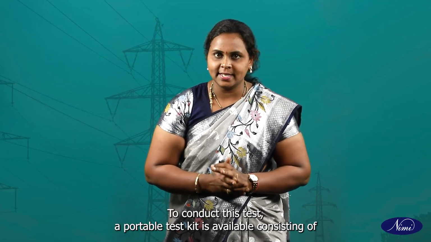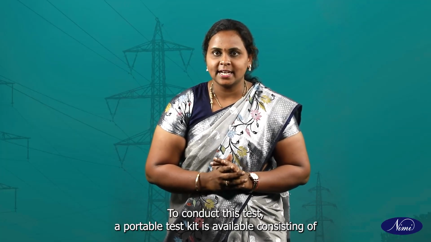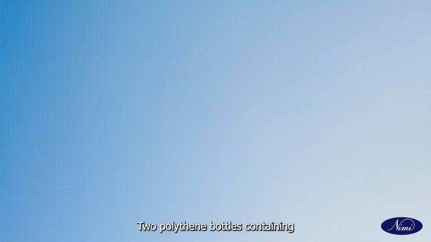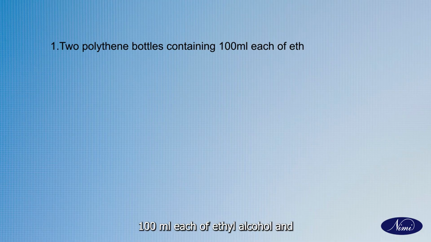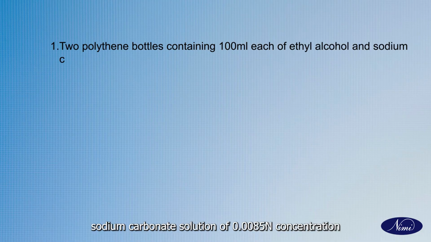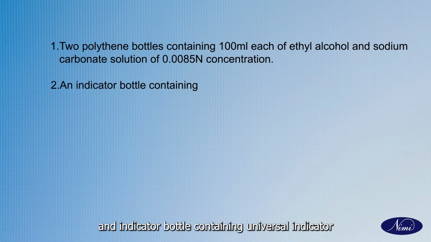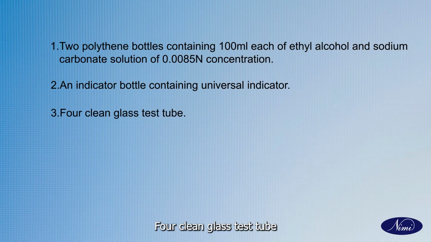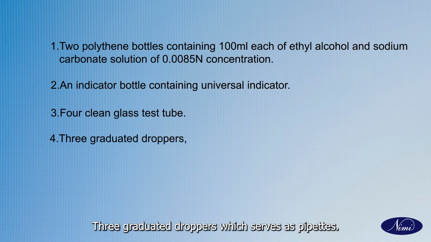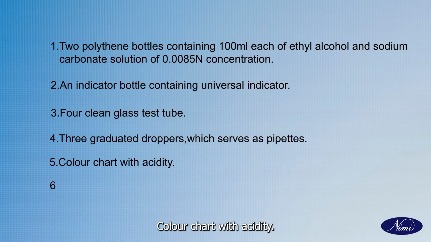To conduct this test, a portable test kit is available consisting of 2 polythene bottles containing 100 ml each of ethyl alcohol and sodium carbonate solution of 0.0085 N concentration, an indicator bottle containing universal indicator, 4 clean glass test tubes, 3 graduated droppers which serve as pipettes, color chart with acidity, and an instruction booklet.